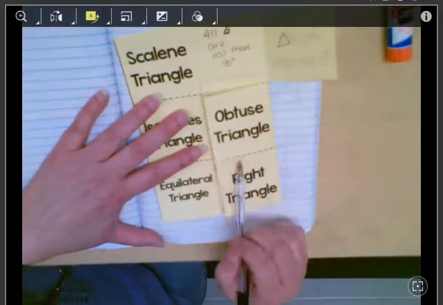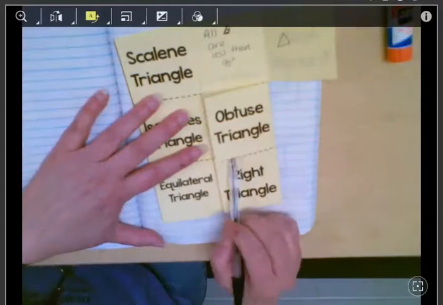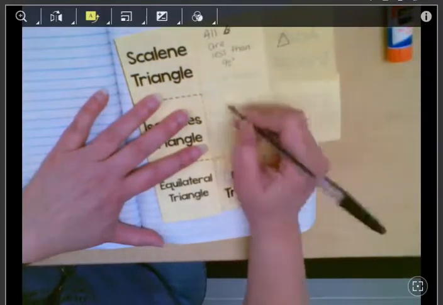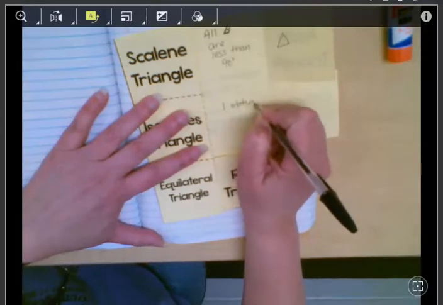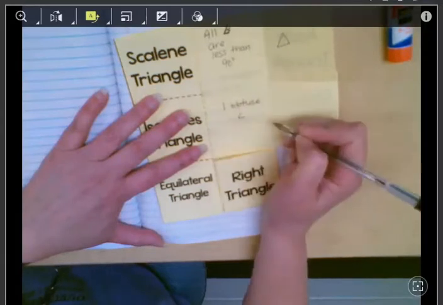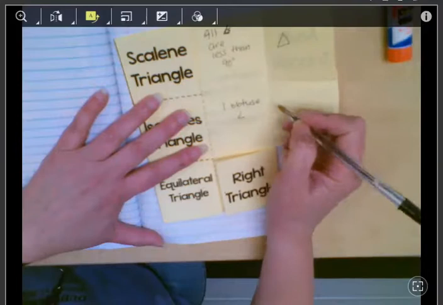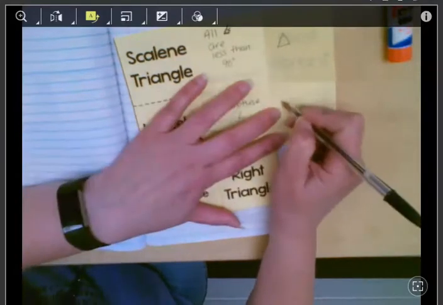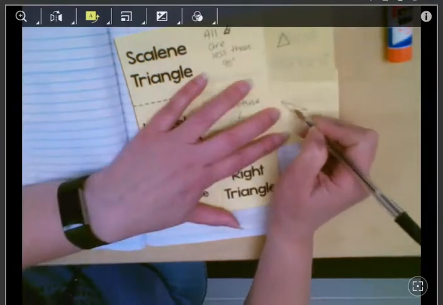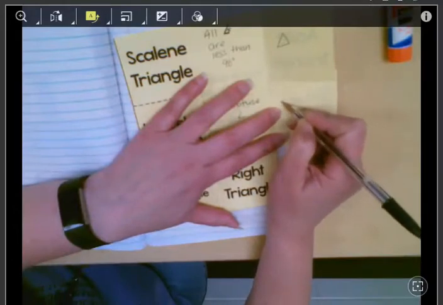Obtuse triangle, well, remember obtuse is more than 90, so an obtuse triangle has one obtuse angle. And I abbreviate angle that way. You can write A-N-G-L-E out also if you want. An obtuse angle would be like this. Then if I connect the two lines, it forms a triangle with one obtuse angle.